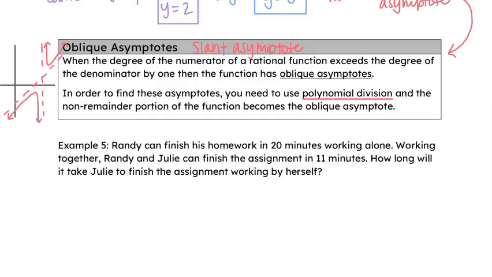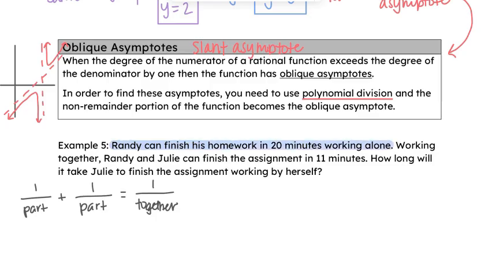Okay, and then the last question that we're going to look at today is a word problem for rational functions. This one is called a work problem. So it's going to talk about people doing work together. So your formula for this is 1 over a part plus 1 over a part is equal to 1 over them doing it together. So this one says that Randy can finish his homework in 20 minutes working alone. Working together, Randy and Julie can finish the assignment in 11 minutes. How long would it take for Julie to finish the assignment working by herself?